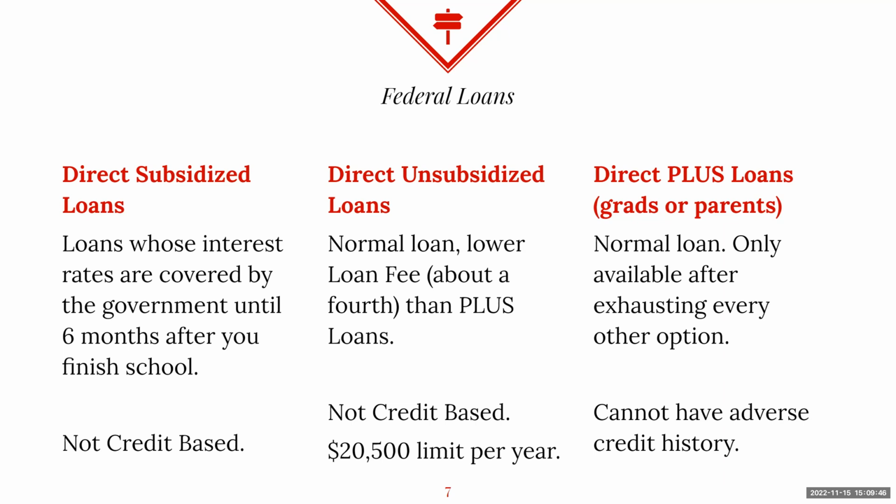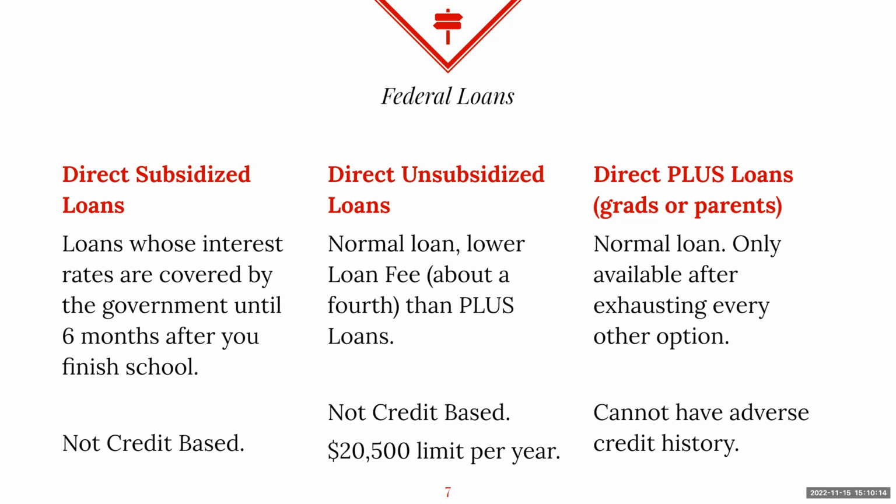Exactly, yes. The direct unsubsidized loans are normal loans, but they have a lower loan fee, which is an amount that you have to pay when the money is dispersed to your account. But for all purposes, it is a normal loan. The interest does accrue and you do have to make normal payments. It is not credit-based, and there is a 20,500 limit per year.